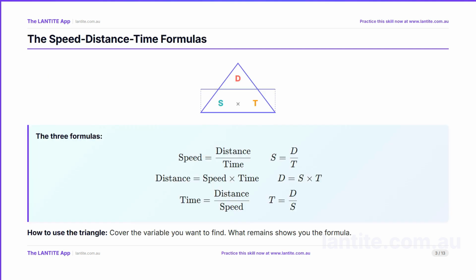Here are the three formulas that connect speed, distance, and time. Speed equals distance divided by time. Distance equals speed times time. Time equals distance divided by speed.